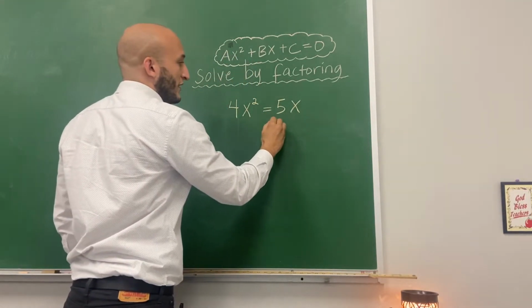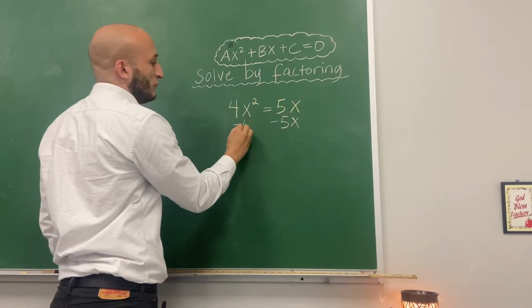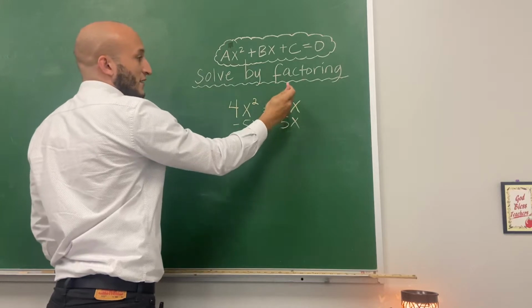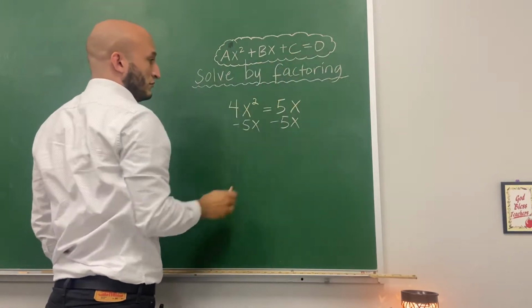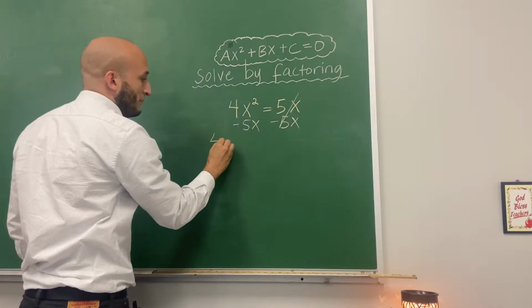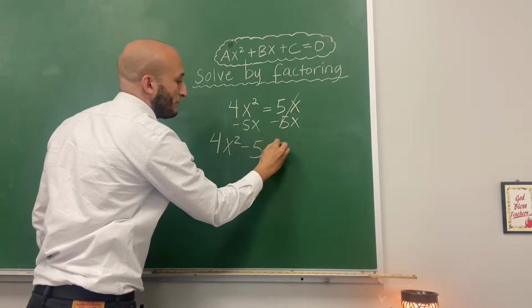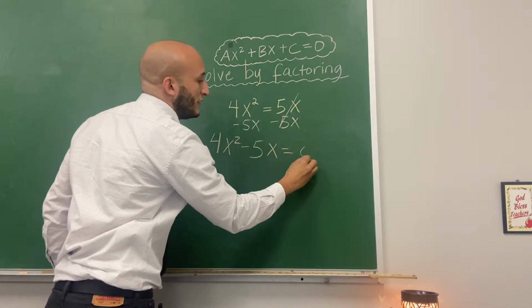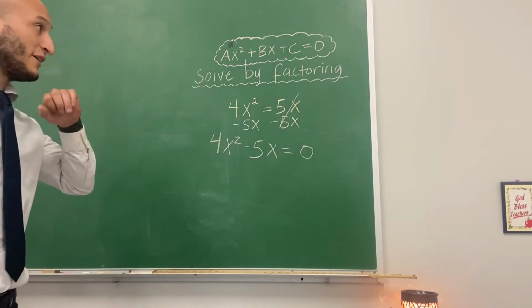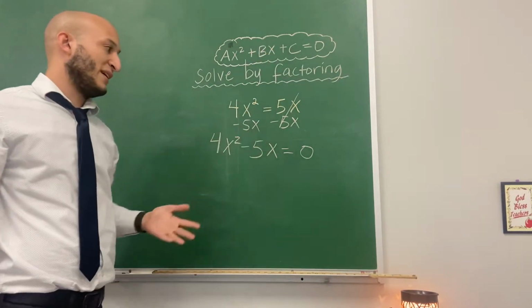So what I'm going to do there is move this 5x by subtracting 5x from both sides so that my right side is a 0. Okay, so this ends up being 0. I'm left with 4x squared minus 5x equals 0. It looks different. I'm missing a c. My c constant is not there. It would be a 0.